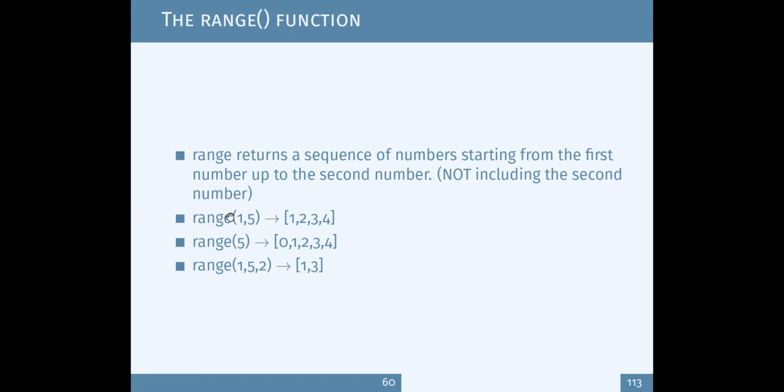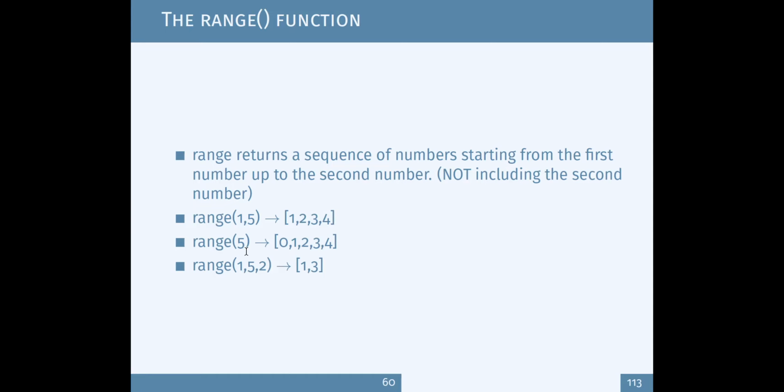If you have just 2, that will indicate start and stop. So for example, if you have range(1, 5), which goes 1, 2, 3, 4, not including 5. The stop is the last value. It goes up to the last value, not including that number. So you will have 1, 2, 3, 4.